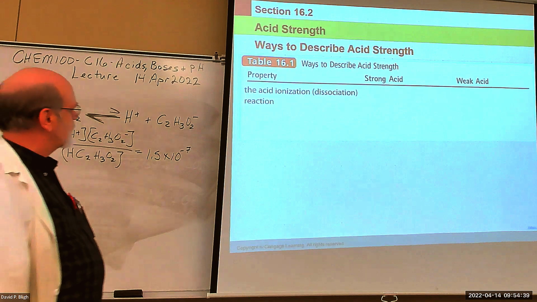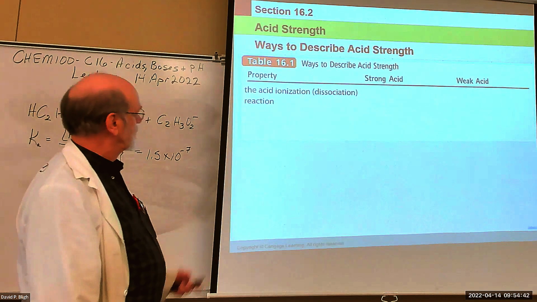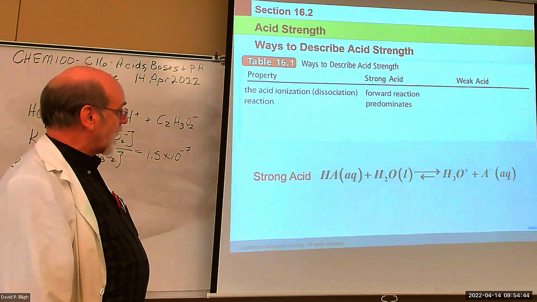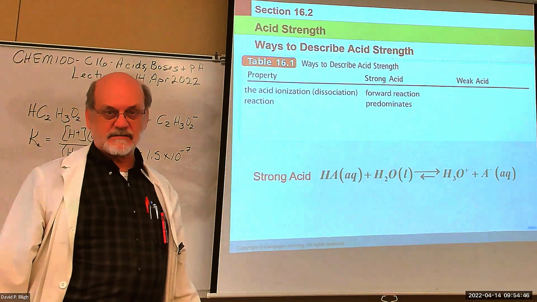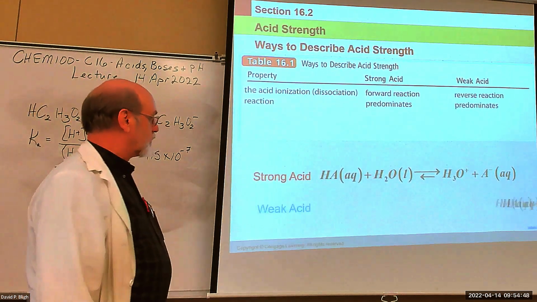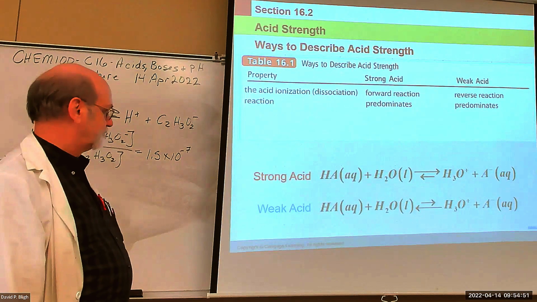Ionization or dissociation of an acid. For strong acids, the forward reaction predominates. For weak acids, the reverse reaction predominates.